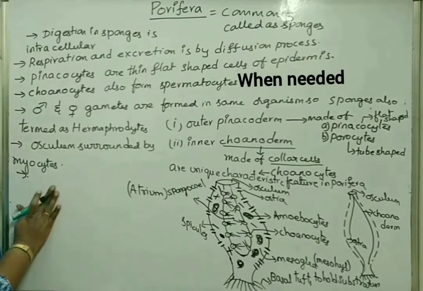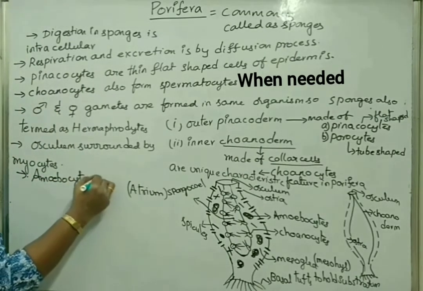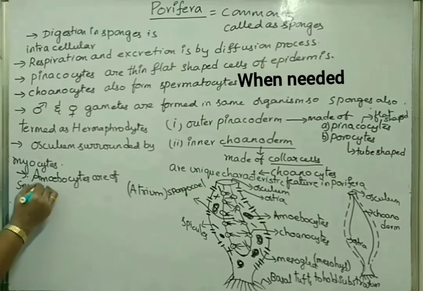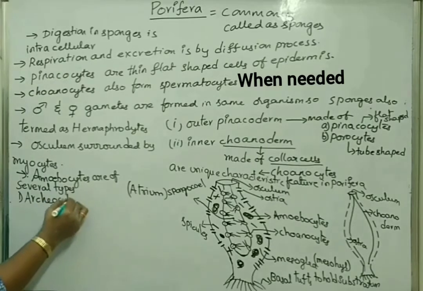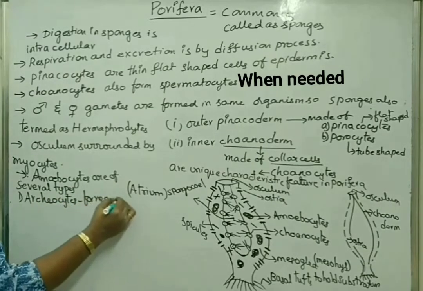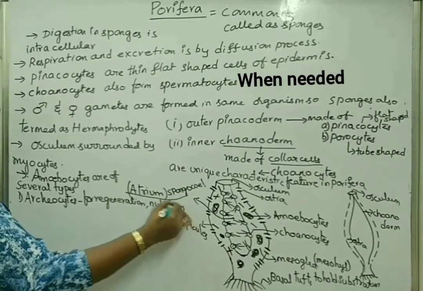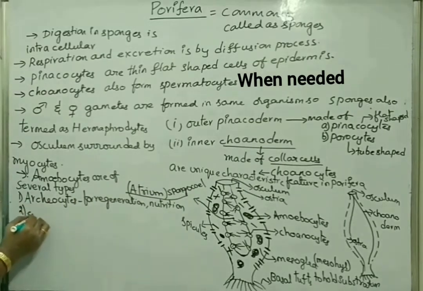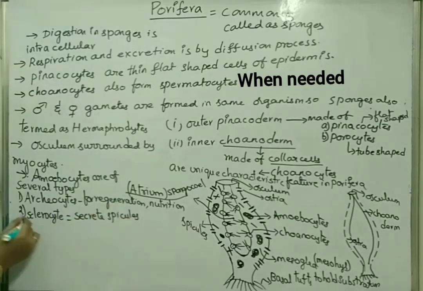Next, coming to the structure, amoebocytes. Amoebocytes are of several types. First one, archaeocytes. They help in regeneration and nutrition. Next one, sclerocytes. They support in secretion of spicules. Next, spongiocytes. They secrete the spongin.